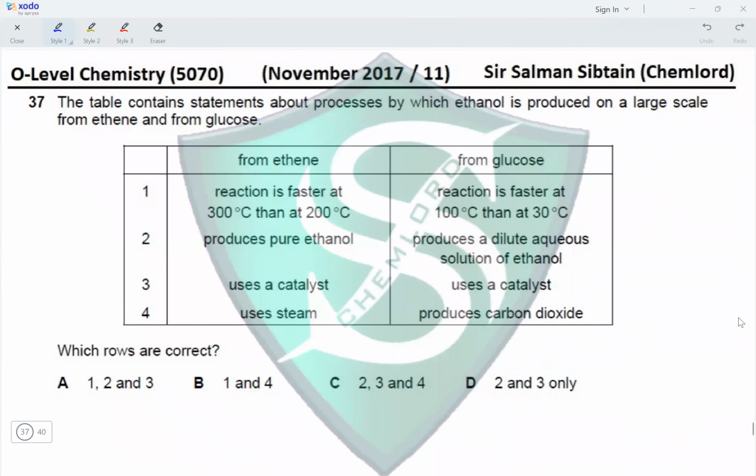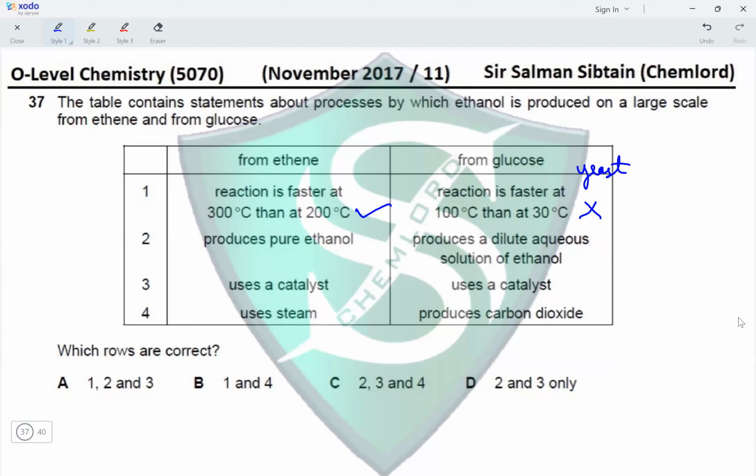Question 37. The table contains statements about processes by which ethanol is produced on a large scale from ethene and glucose. So from ethene, the reaction is faster at 300 degrees Celsius than at 200 degrees Celsius. Yes. And the reaction is faster at 100 degrees Celsius than at 30 degrees Celsius. Now the reaction of glucose is carried out in the presence of living organisms, yeast, and yeast would die at 100 degrees Celsius. So the reaction would not be faster.